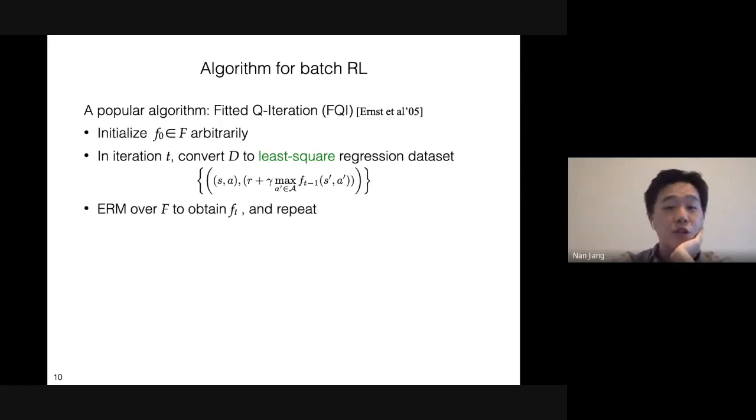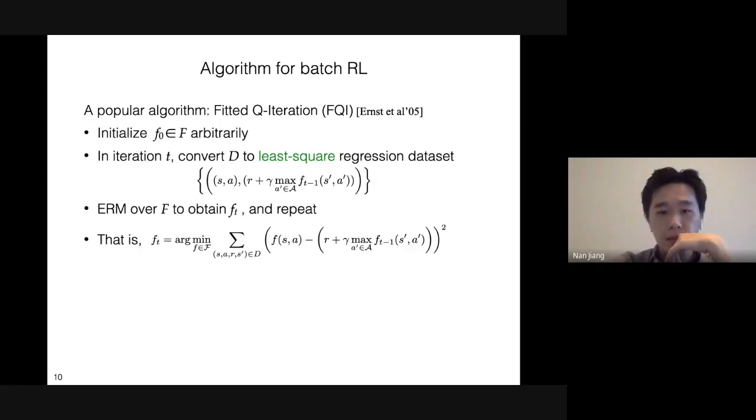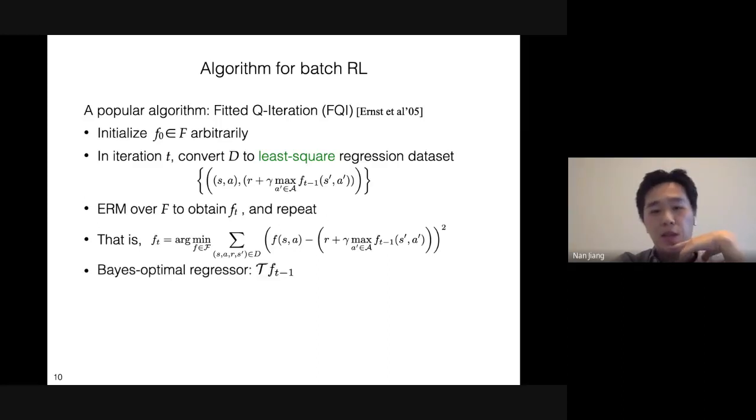And what you do is that you just run least square regression over your function class to fit f sub t as your next function, and just repeat this over and over again. And this is like a one-line mathematical expression of the algorithm.